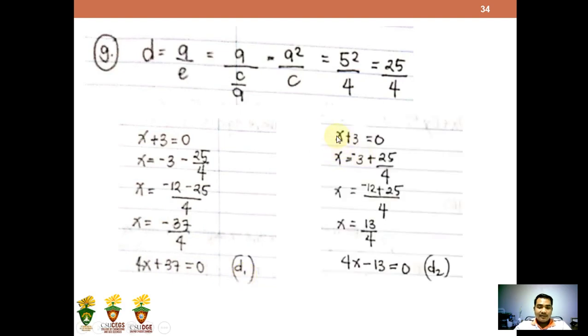Same process: x plus 3 equals 0. Transpose 3, so x is equals to negative 3. But now we add plus 25 over 4. Manipulating until we get x equals 13 over 4. To make it an equation, we cross multiply and transpose, resulting to 4x minus 13 equals 0. This is now the equation of the directrix 2.